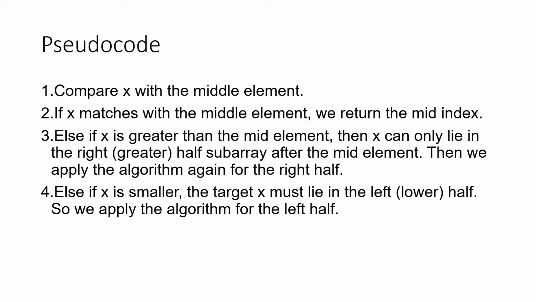Likewise, if the number we're searching for is smaller than what's in the mid, we know that everything to the right is too big. We can just cross it off, and we're going to apply the algorithm again to everything to the left.